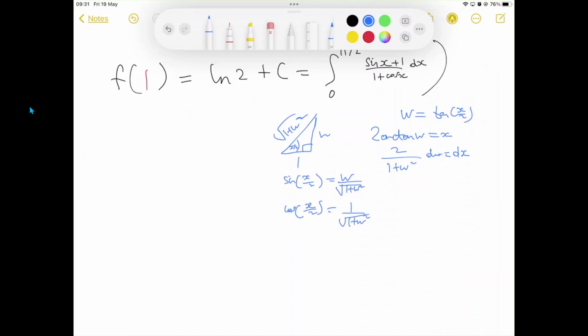And so sine of x, using the double angle formula, is equal to 2 times sine of half of the argument multiplied by cosine of half of the argument, which in our case is equal to 2 times w over root 1 plus w squared, multiplied by cosine of x over 2, which is 1 over root 1 plus w squared. And if you simplify this, the top is just 2w. For the bottom, you're squaring a square root, so the square root evaporates into thin air.